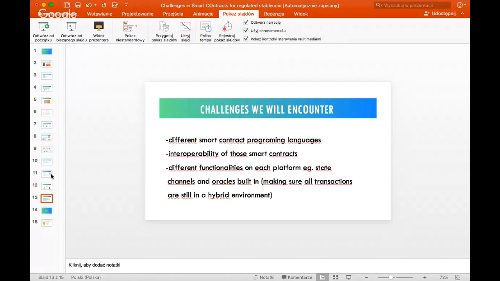Even though Ethereum is not perfect, as you can see, because it's very expensive to create this sort of solution on top of Ethereum, our solution in the future will be based on other smart contract platforms as well. So we are not creating just a stable coin for Ethereum, but also for Eternity in the future, and for other smart contract platforms. So now the challenges that we will encounter will be different smart contract programming languages.